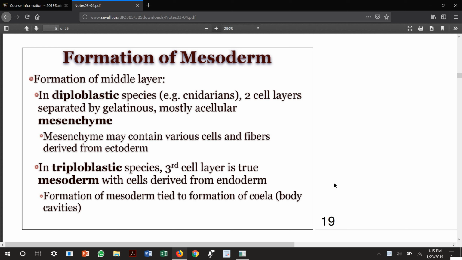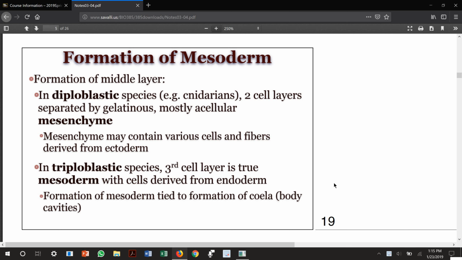But in diploblastic species with 2 cell layers, that's all you have. And that intermediate layer is mostly acellular. It can contain cells or extensions of cells such as fibers and so on, muscle fibers. But those cells and fibers that it does contain are derived from the ectoderm. They come from the outer layer and extend inwards into that mesenchyme.